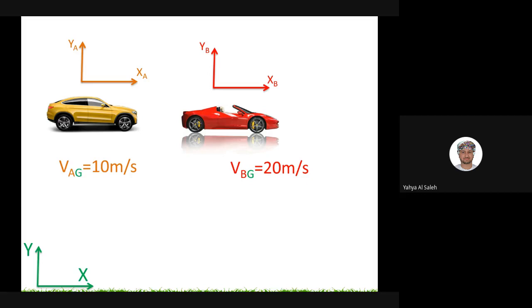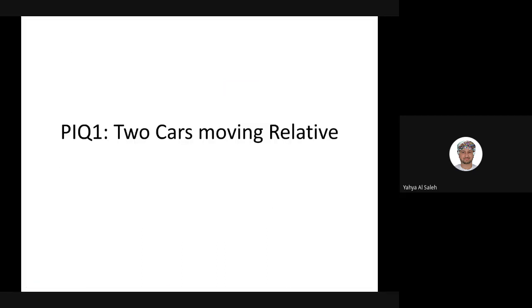Now VAG is 10 meters per second, but VBG is 20 meters per second. Now what is VBA? If I'm sitting inside car A, what do I measure the velocity of B to be? 10 meters per second, right? The difference. What if I'm sitting inside car B? What do I measure? Minus 10. Excellent. It's just like when we're looking at the spacecraft and the other spacecraft. It will look as if the yellow car is actually going in reverse, and the distance between them will increase continuously. Excellent.